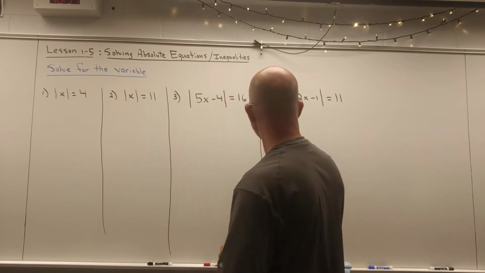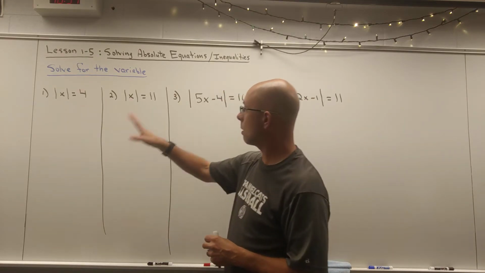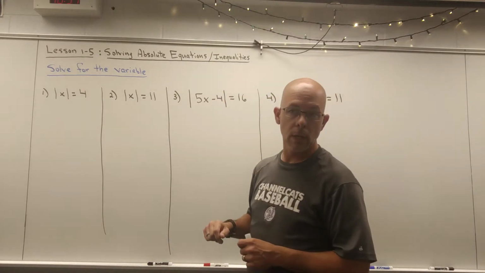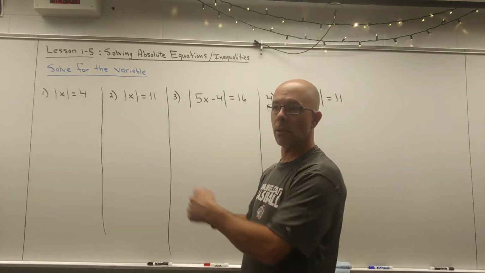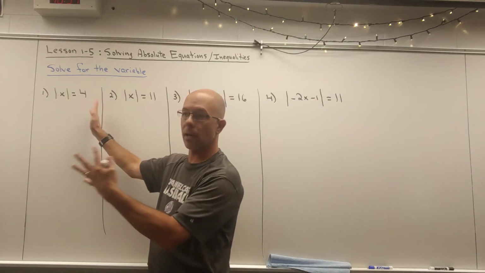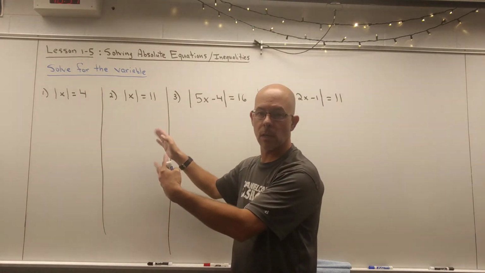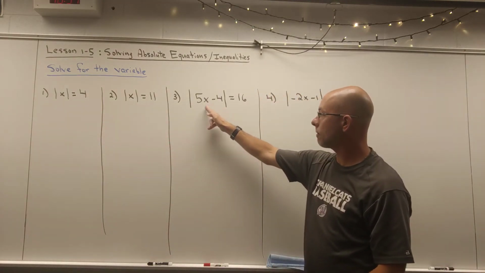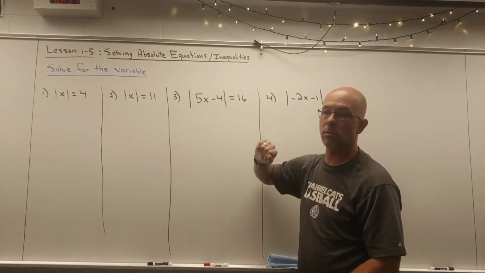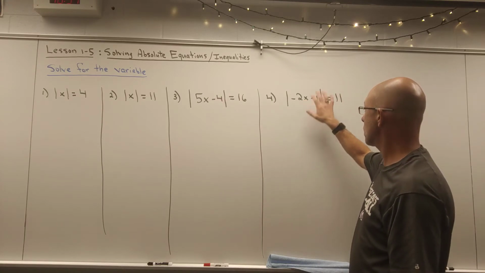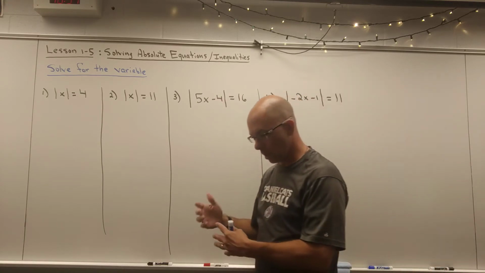So I got my first 4 examples up here for you guys, and you can see they're all absolute value of some sort, starting out as reasonable as I can with just absolute value of x equals, absolute value of x equals, and then progressing to 5x minus 4 inside the absolute value sign, and negative 2x minus 1 inside the absolute value sign, and going from there.